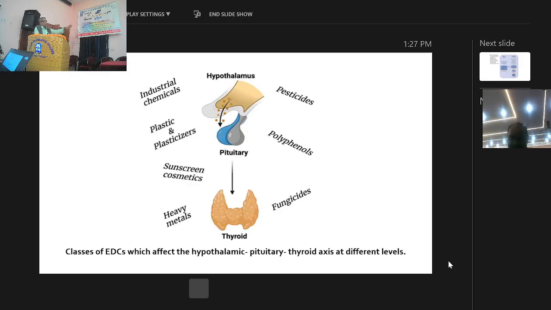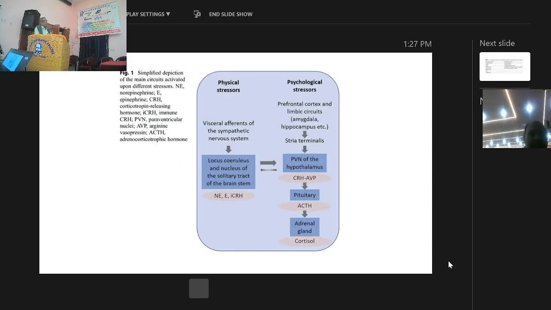Now, these are the classes of endocrine disruptive chemicals which affect the hypothalamic pituitary thyroid axis, already mentioned earlier. Next slide. And this is a simplified depiction of the main circuit activated upon different stressors. Just এটা কনসিডার করা হয়েছে hypothalamus pituitary adrenal axis এইটাকে কনসিডার করে আমাদের বিভিন্ন ধরনের যে স্ট্রেস ডেভেলপ করে কিভাবে হয়। এর পরবর্তী নেক্সট স্লাইড here.